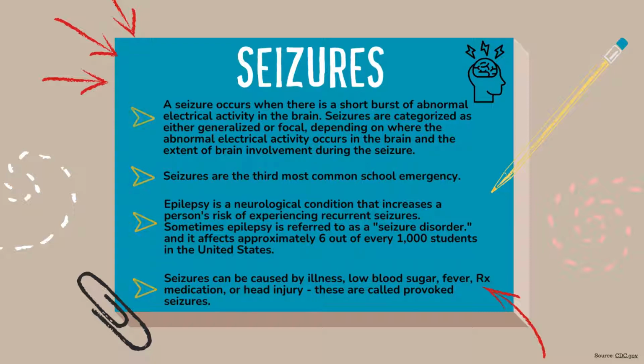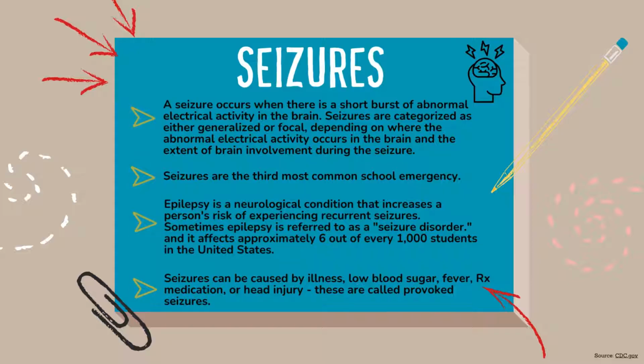A seizure occurs when there is a short burst of abnormal electrical activity in the brain. Seizures are categorized as either generalized or focal, depending on where the abnormal electrical activity occurs in the brain and the extent of brain involvement during the seizure. Seizures are the 3rd most prevalent school emergency.